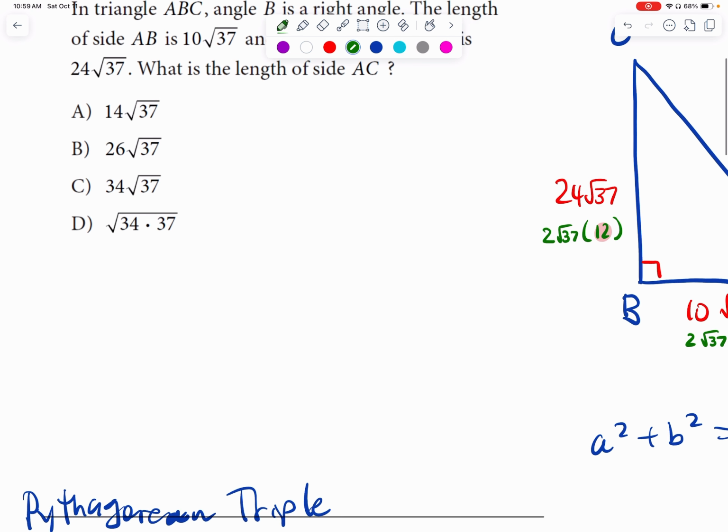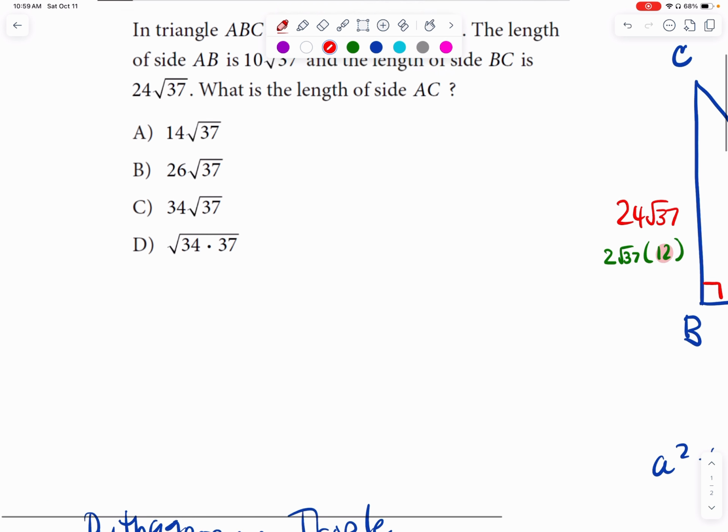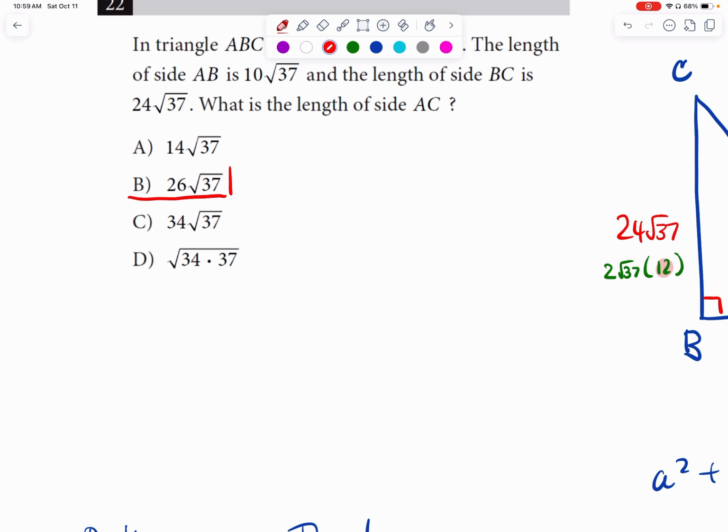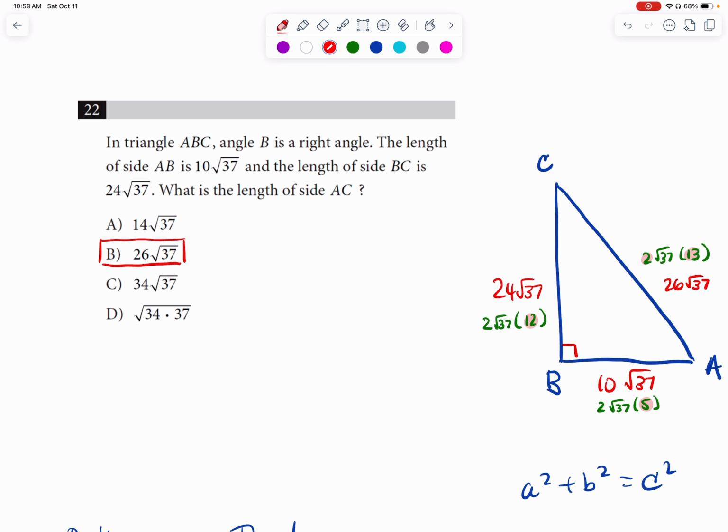Now, of course, this is exactly one of the answer choices. I just have to simplify here, multiplying the 2 and the 13, and then I get my 26 square root of 37, which is, in fact, answer choice B. Boop, boop, boop, boop. Now, is this how you did it?